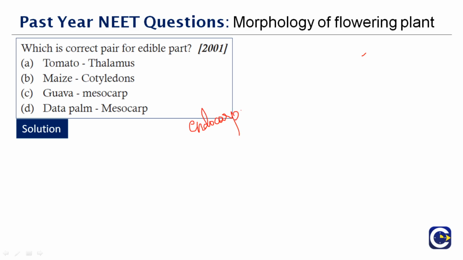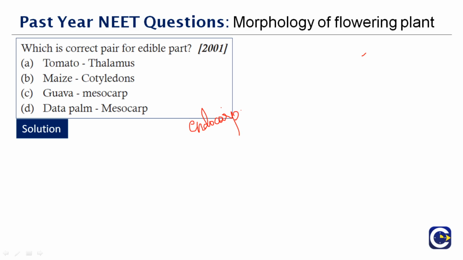And in maize seed, the seed coat is fused with the fruit wall. So that cannot be the answer. The one which is right, or correctly matched or paired, is option D, date palm, which has the edible part from the mesocarp.